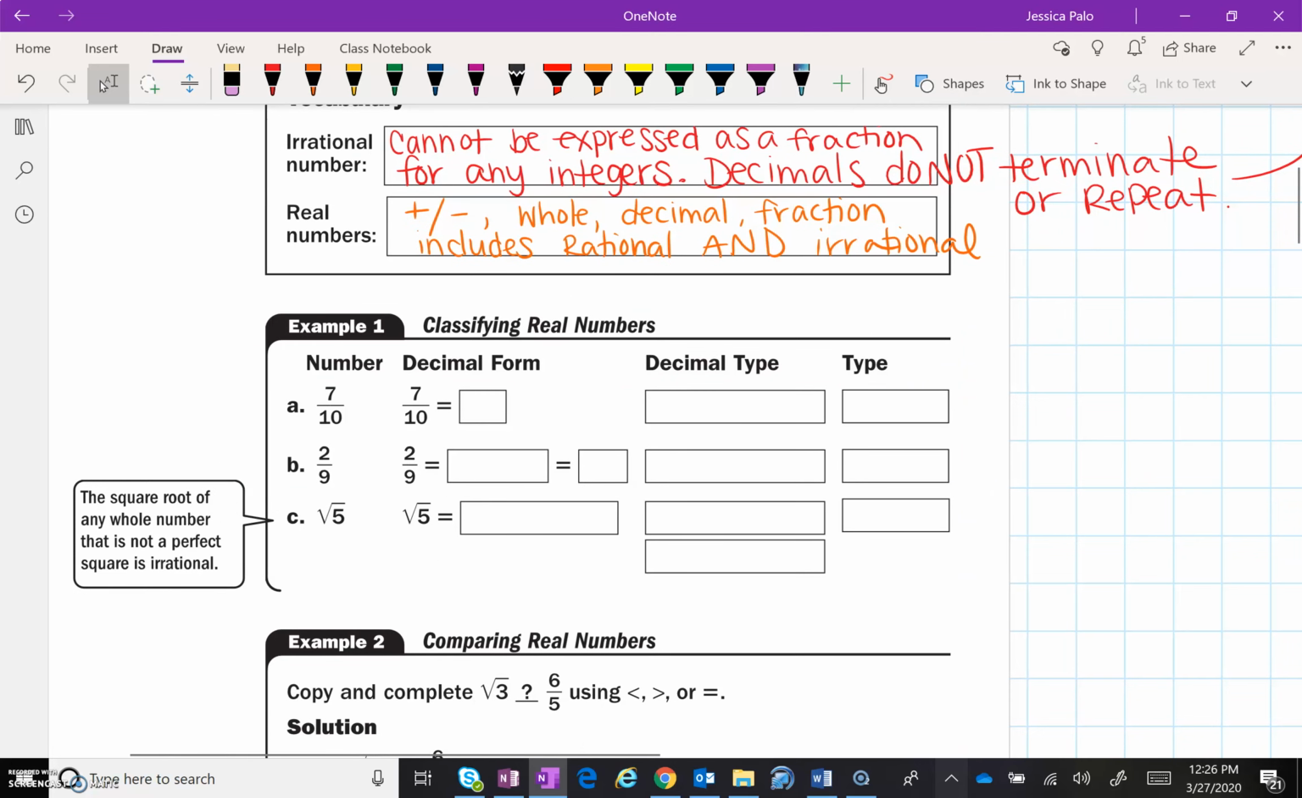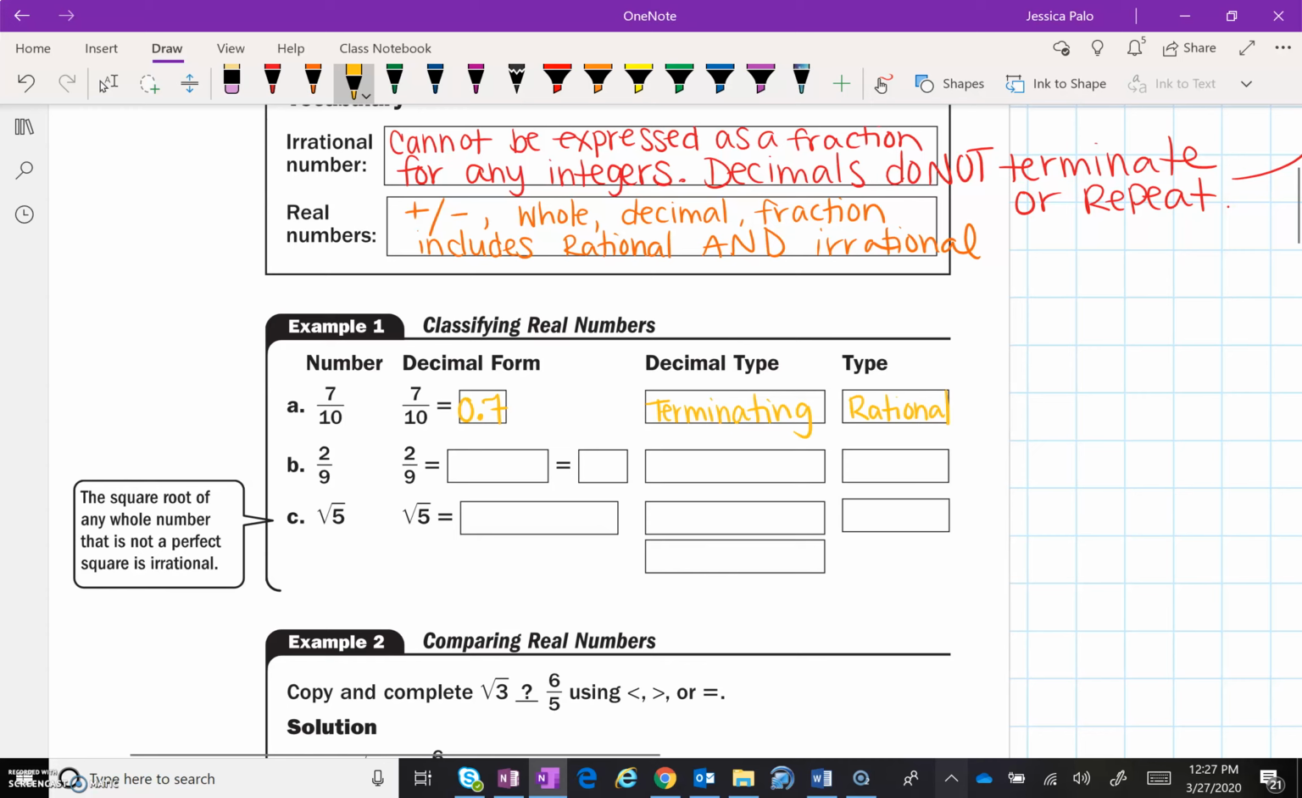So in example 1, let's classify real numbers. First, we want to find the decimal form of 7/10. Close your eyes and say that out loud. 7/10. Can you visualize what that decimal looks like? 0.7. What type of decimal is this? This is a terminating decimal. This decimal ends immediately. 0.7, done. It is a terminating decimal, so this is a rational number.